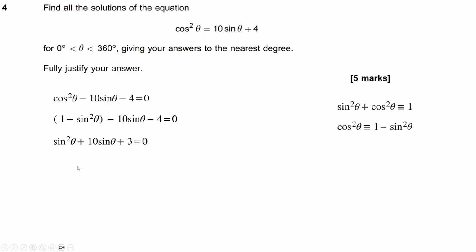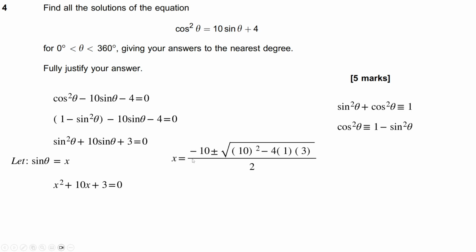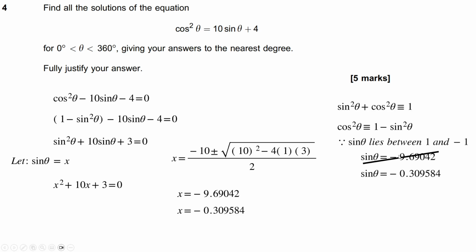Make a substitution if you want. You don't have to. Let sine theta equal x. So this is x squared plus 10x minus 3 plus 3. Put it into the formula. You've got a calculator for this paper. You'll get this. Put sine theta back in. This is out of range because sine theta lies between 1 and minus 1. So this is the only solution.